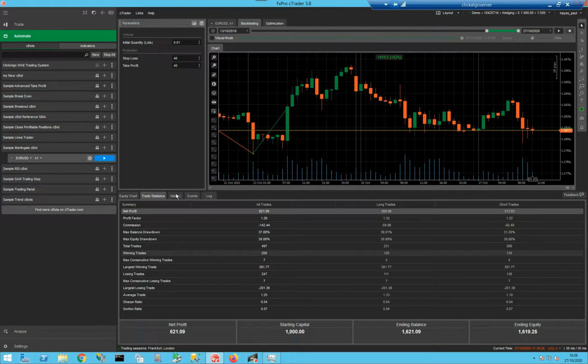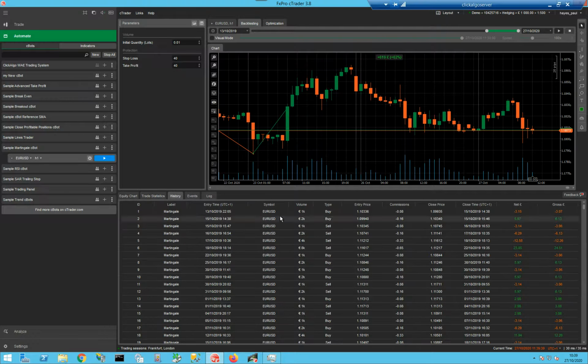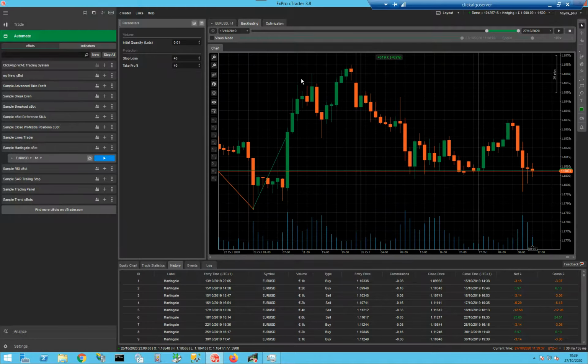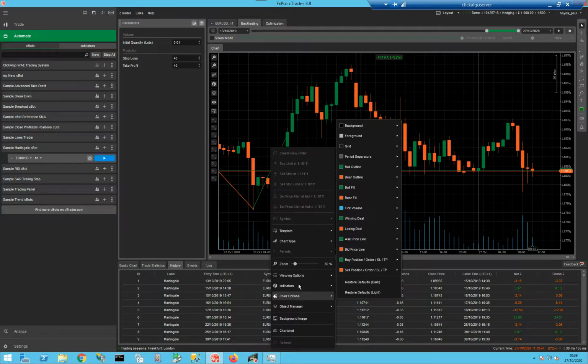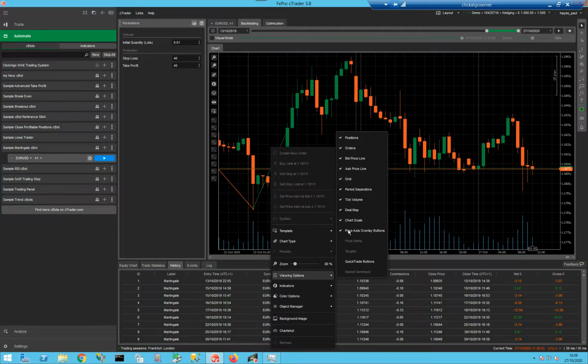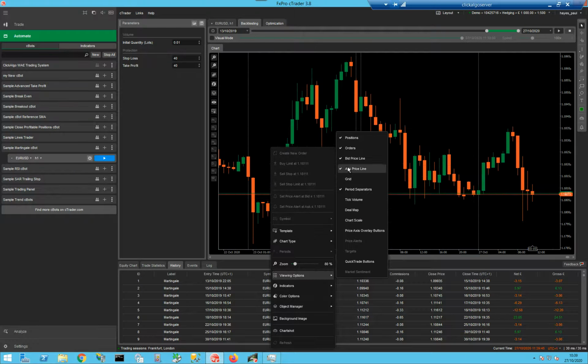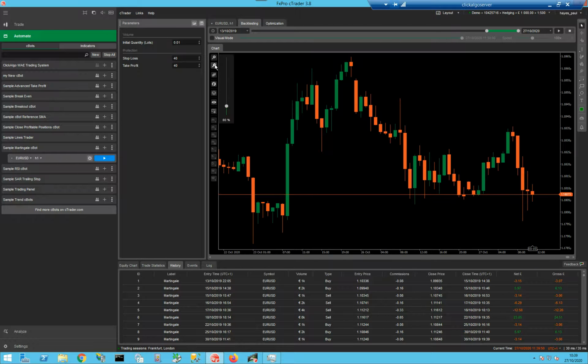So the other thing you're going to look at is history on the history tab. Now the history tab shows you all the trades that have happened, the winning and losing and where they happened. So what I'm going to do, I'm going to minimize this window down a bit. Now I don't like all the stuff that's on this chart, so I'm going to right click and go to viewing options. And I'm going to take away everything. So I've just got a clear screen. I'm going to also make it a bit smaller.